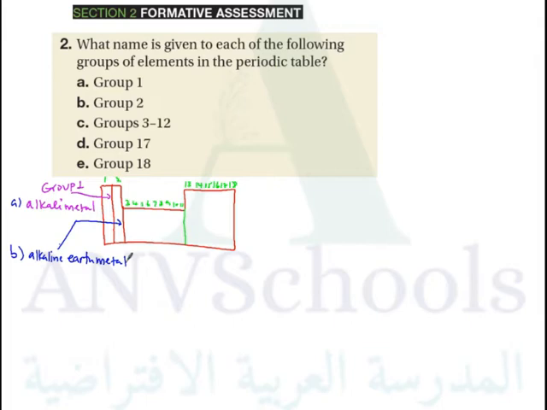And group 3 to 12. Here we make it up to 12. This region, from 3 to 12, is called transition metals.